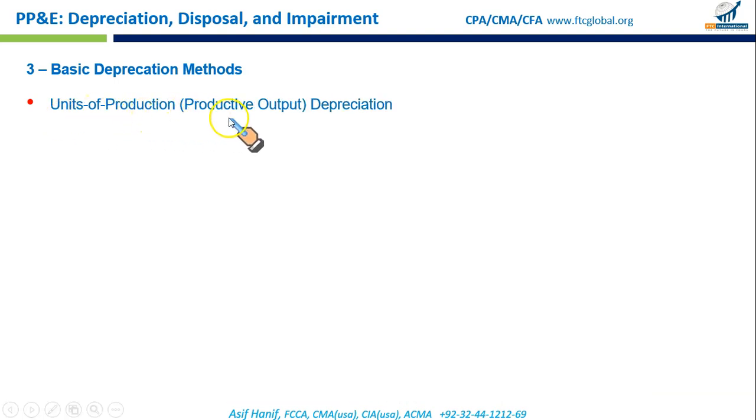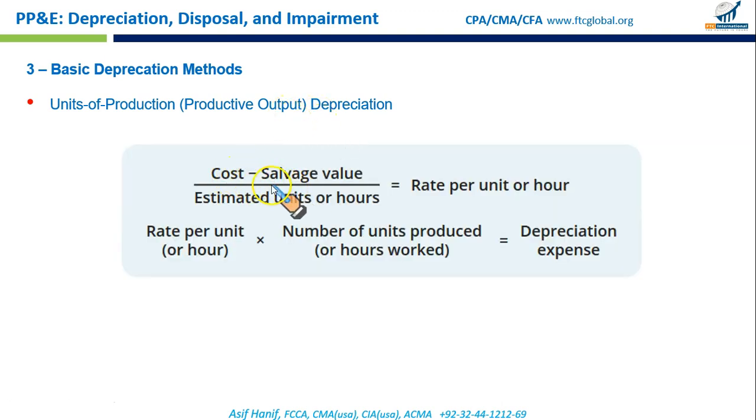Next we have units of production or productive output depreciation method. This method basically relates your depreciation expense to how much an asset produces. So that's why it's called the units of production method. Basically it uses a rate per unit or rate per machine hour. Let me apply this.